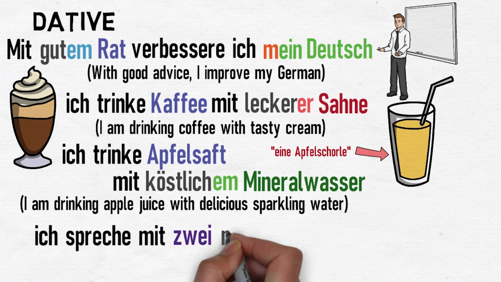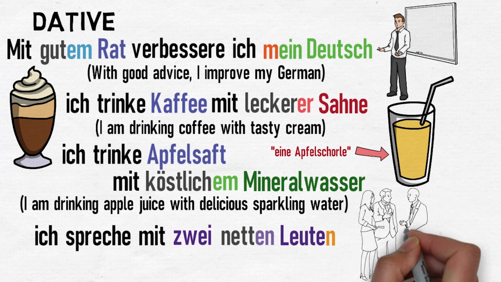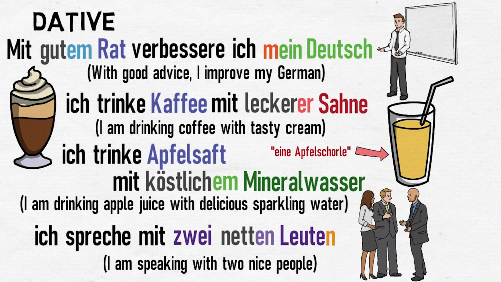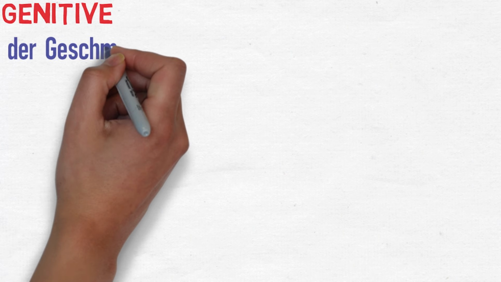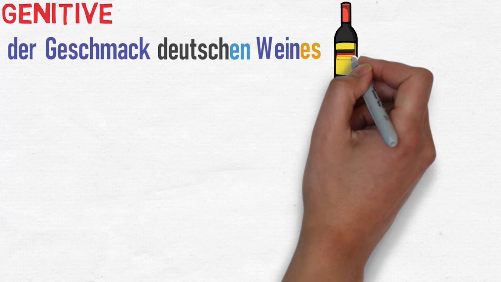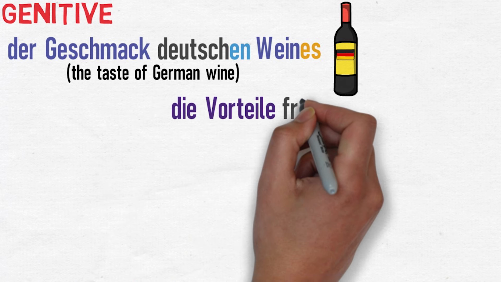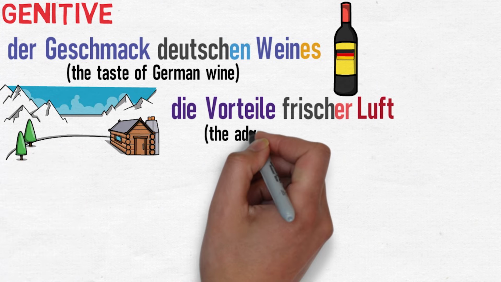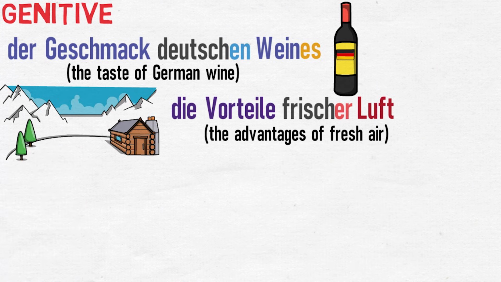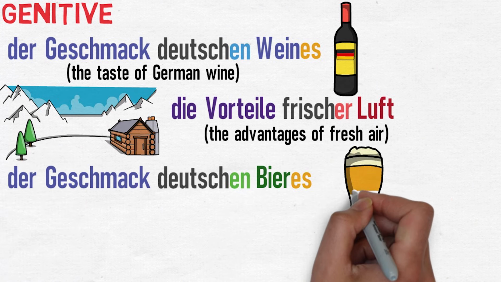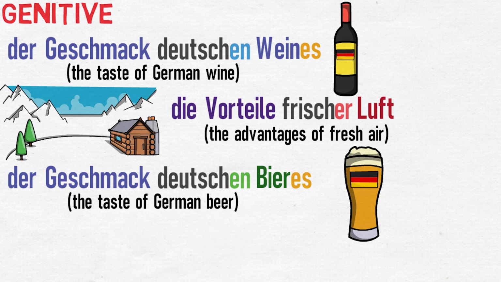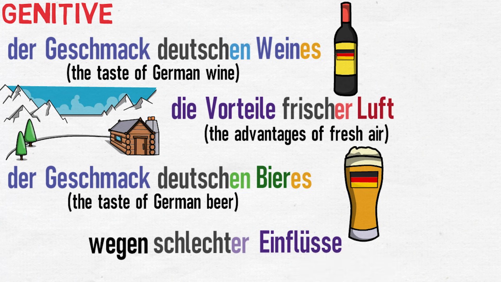Ich spreche mit 2 netten Leuten. I am speaking with 2 nice people. And finally, some genitive examples. Der Geschmack deutschen Weines. The taste of German wine. Die Vorteile frischer Luft. The advantages of fresh air. Der Geschmack deutschen Bieres. The taste of German beer. And wegen schlechter Einflüsse. Because of bad influences.